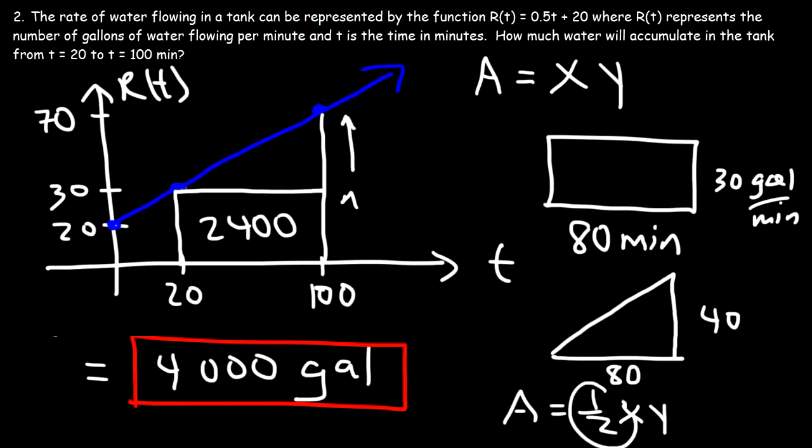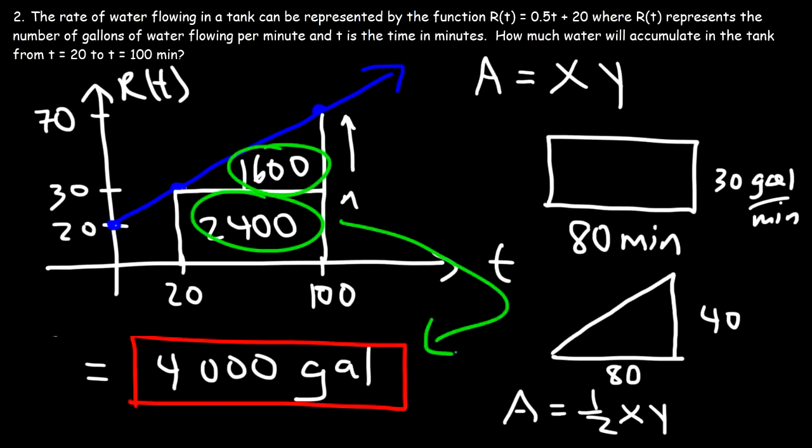But we need to take half of it, because we no longer have a rectangle, we have a triangle. And a triangle is half of a rectangle. So that's why it's a half base times height. So half of 3200 is 1600. Thus, if we add 1600 and 2400, that's going to give us our answer of 4000. And so that's how much water was accumulated in the tank in those 80 minutes. It's 4,000 gallons of water.